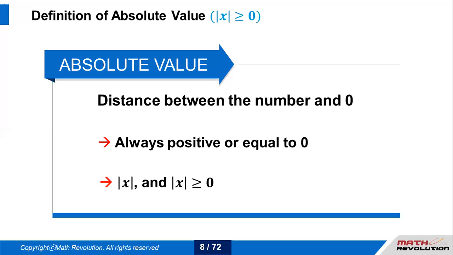Modulus x, or mod of x, is the way we denote absolute value, and mod of x has to be greater than or equal to zero. So mod x can never ever be negative. You can put negative values into mod to make them positive, but mod x will never give you a negative value. Always remember this.